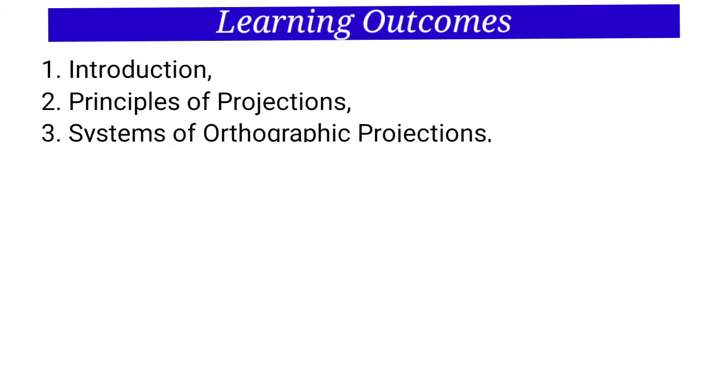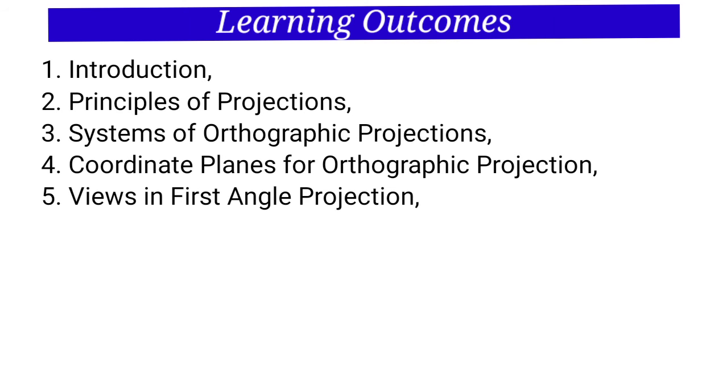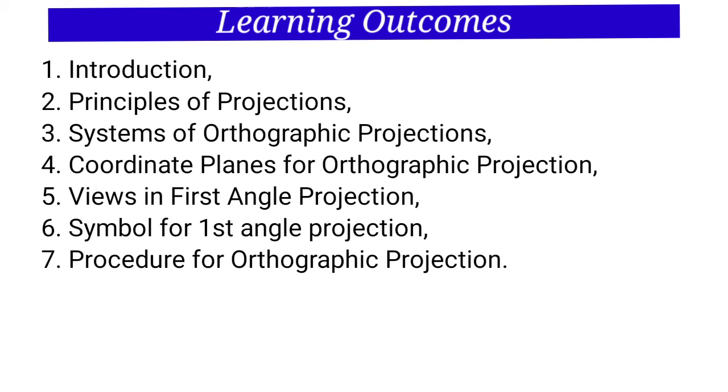The learning outcomes of this part, that is orthographic projections: the importance is explored through introduction, the different principles of projections, the systems of orthographic projections. While for drawing orthographic projections, three principal planes, that is a vertical plane, horizontal plane, and a side plane are required. So for this we have to consider its coordinate planes. There are two methods of orthographic projection, that is the first angle and the third angle.